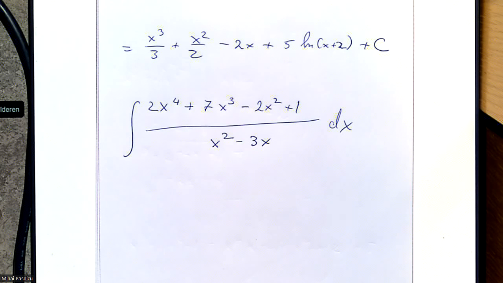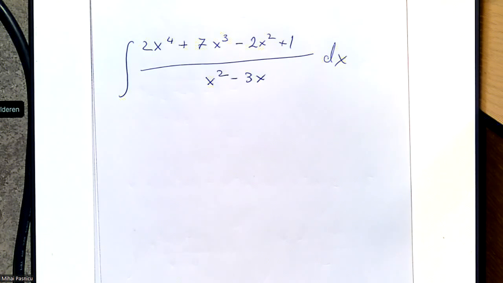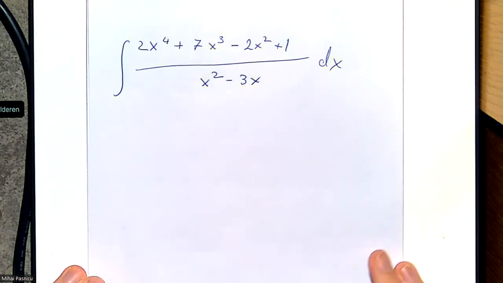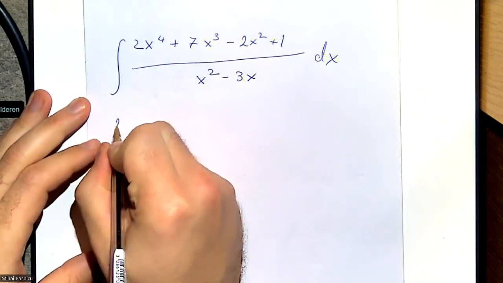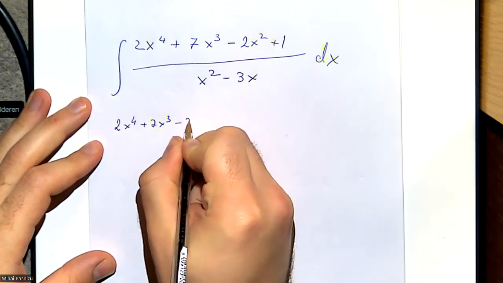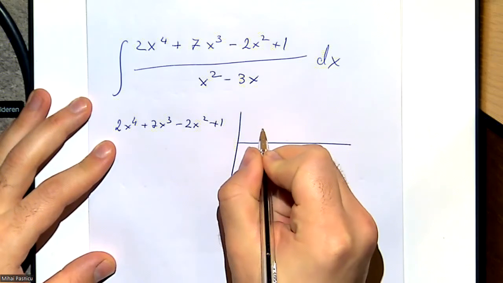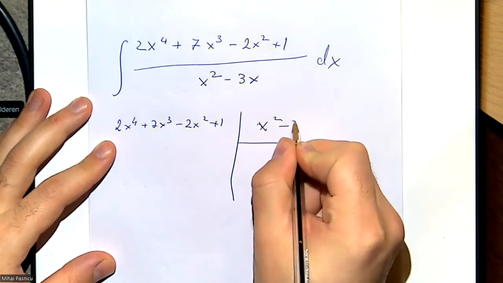Okay, so how we're doing on the division. Let's see if I can still divide. Okay, everyone just watch what I'm doing. 2x fourth plus 7x third minus 2x squared plus 1. Divide this by this, x squared minus 3x.